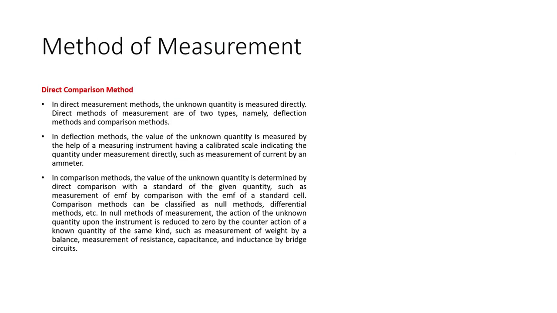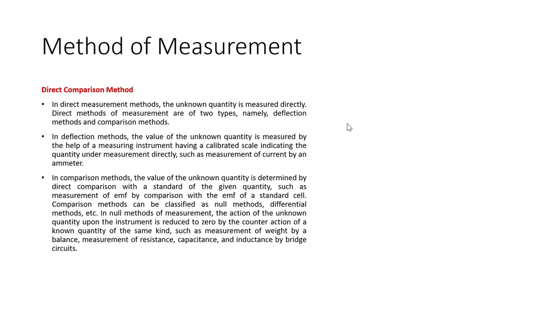Now coming towards the methods for measurement, there are two types of method: the direct comparison method and the indirect comparison method. In the direct comparison method, we have two further methods: the deflection method and the comparison method. In the deflection method, we measure some quantity by calibrating it with a scale, by checking it on a scale. So this can be a direct method.